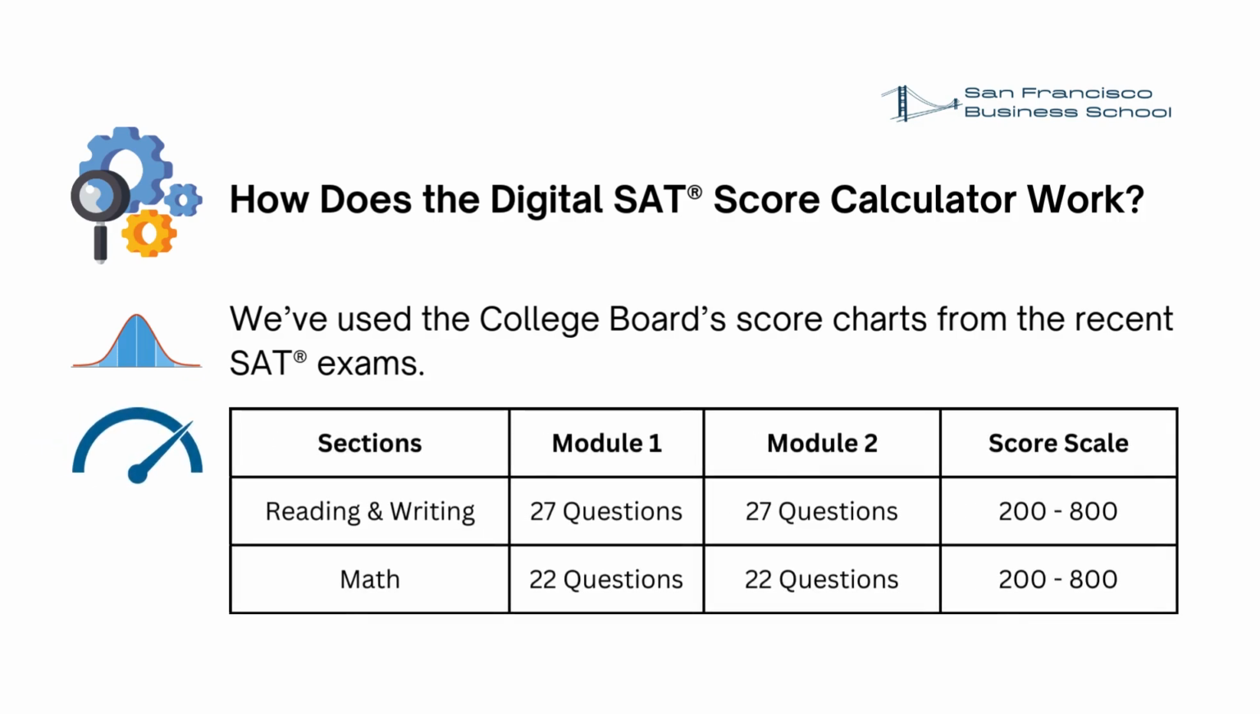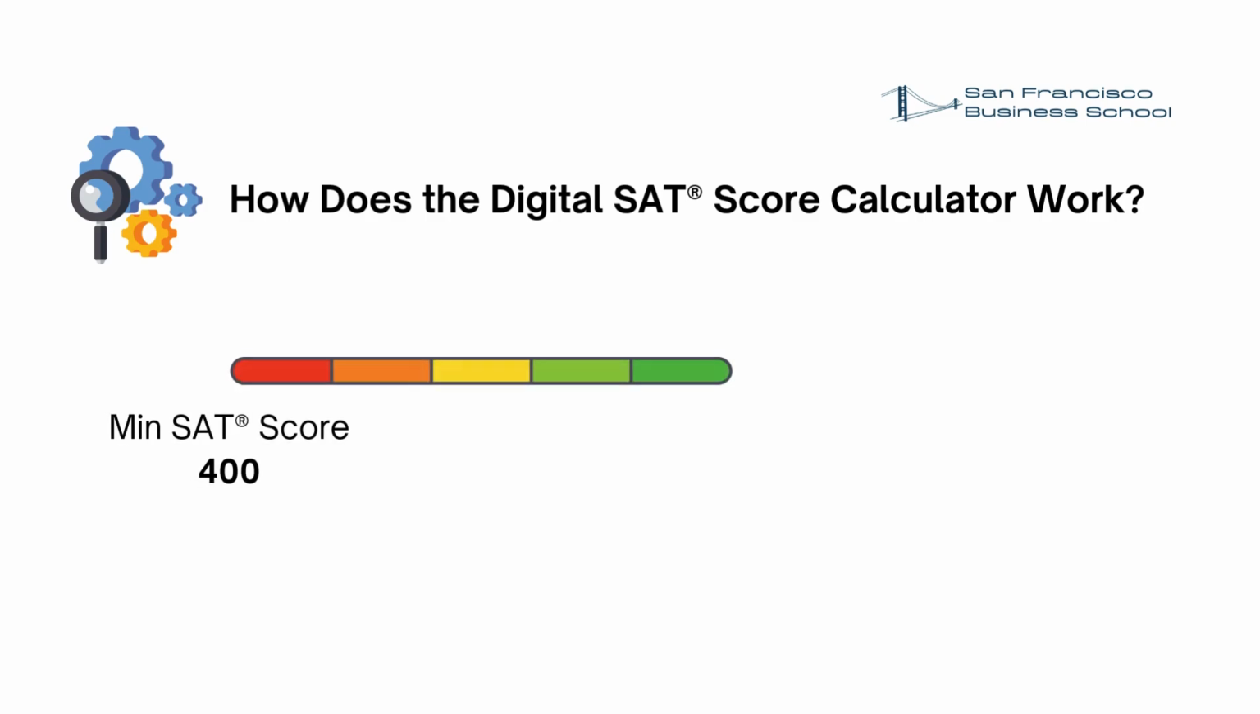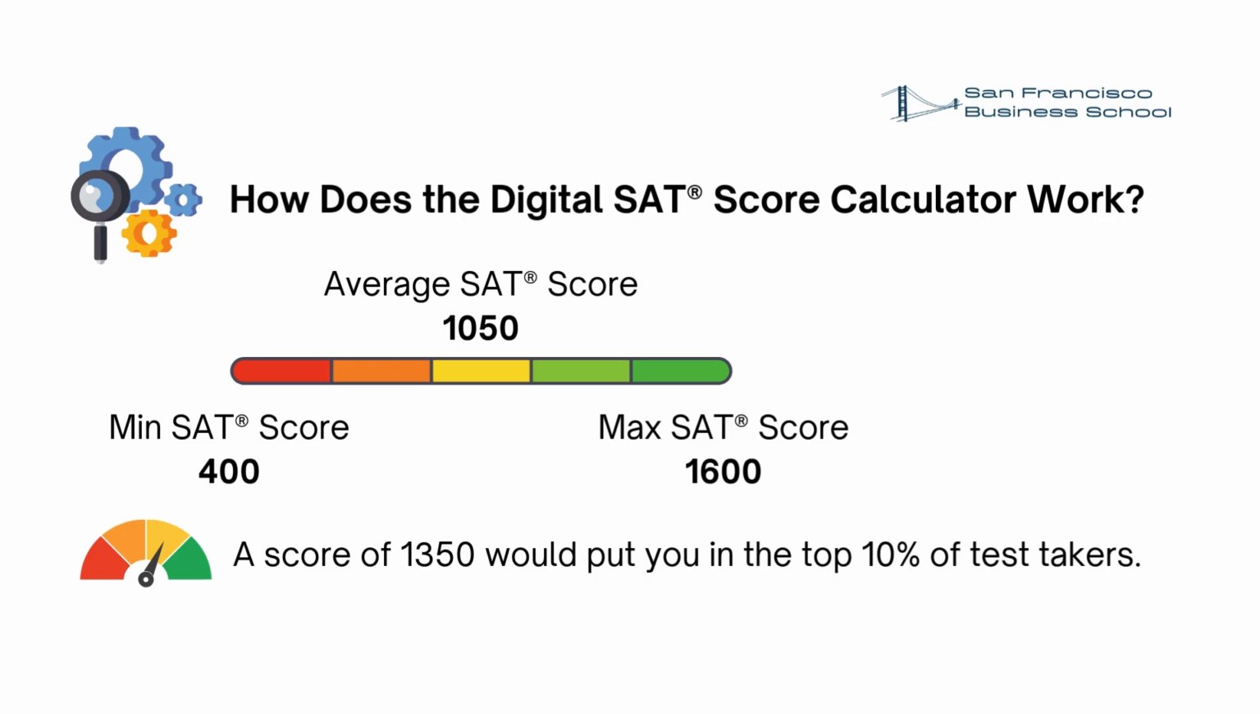There are two sections in the digital SAT exam, Reading and Writing and Math. Each section is scored on a 200 to 800 scale. The total SAT score is the sum of the scores of the reading and writing section and the math section. The minimum SAT score is 400, and the maximum you can get is 1,600. The average SAT score is 1050. A score of 1350 would put you in the top 10% of test takers and help make your application competitive at more selective schools. However, for competitive colleges, you must get a very high SAT score.